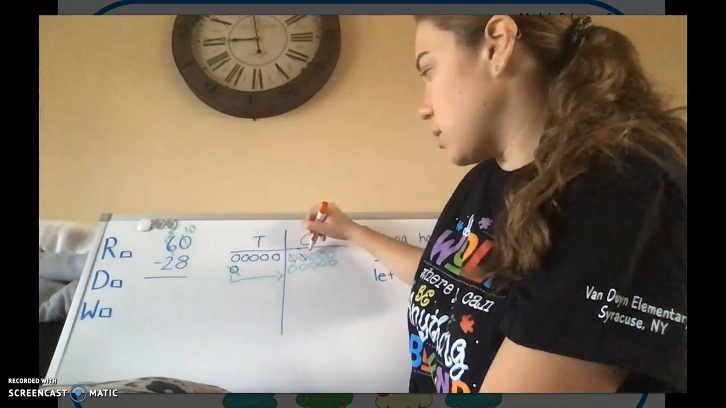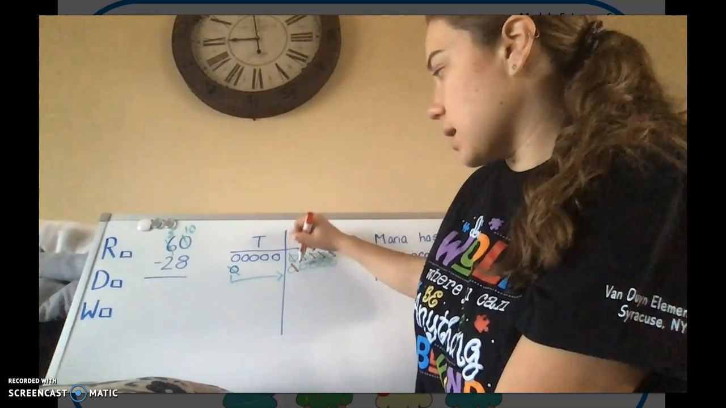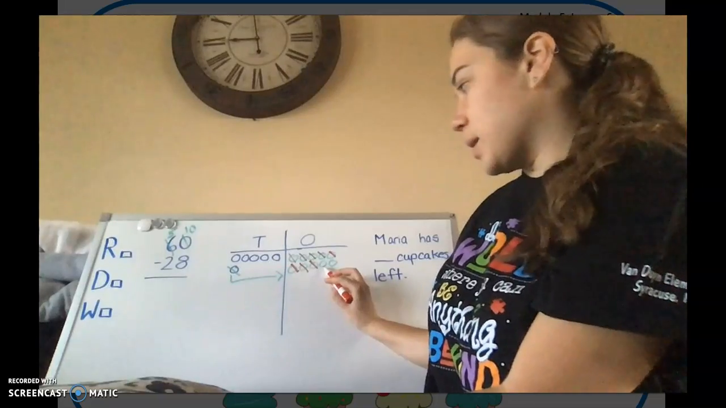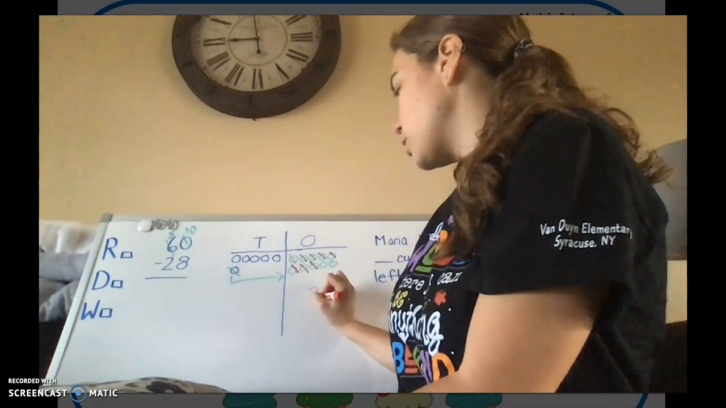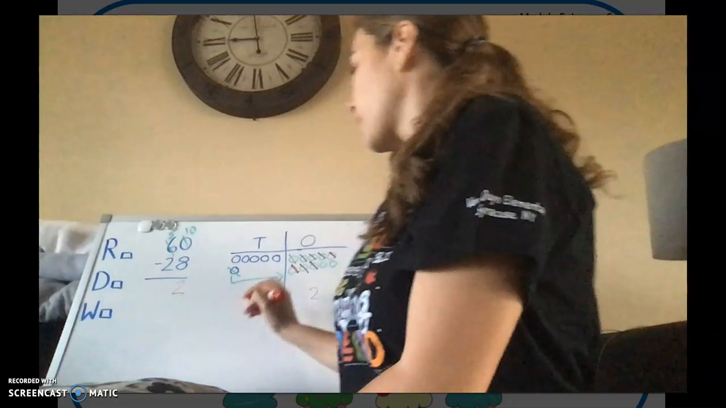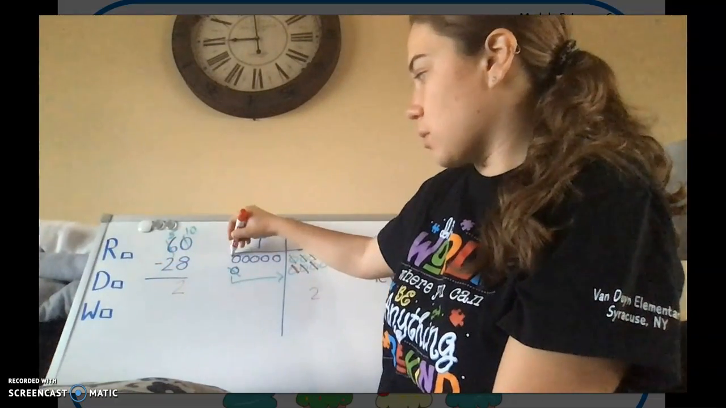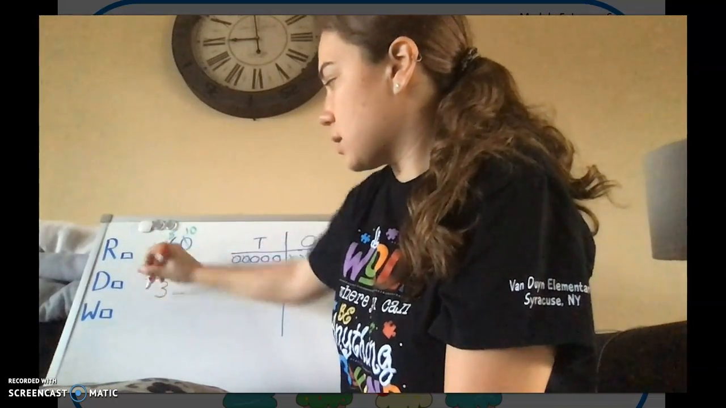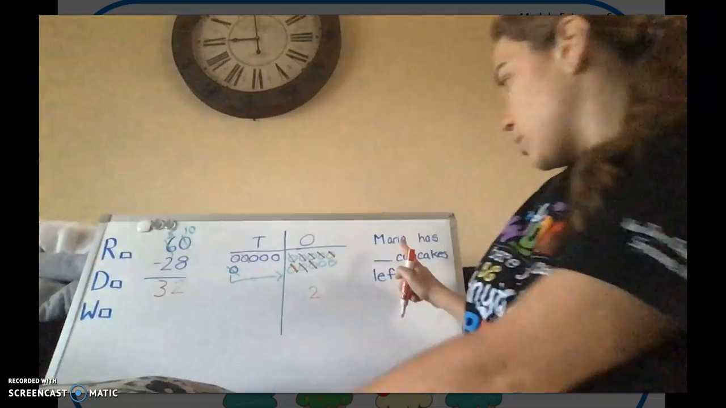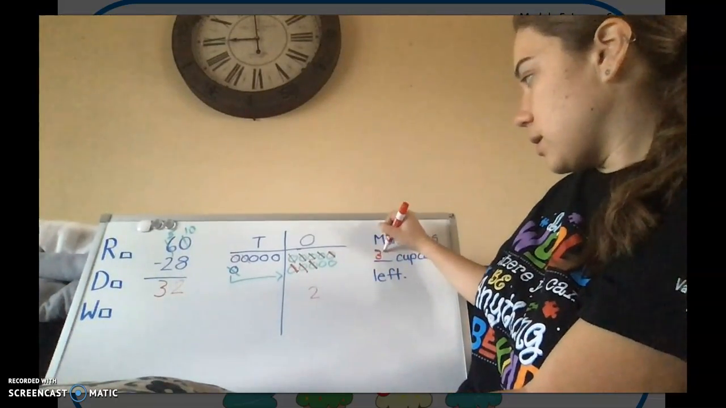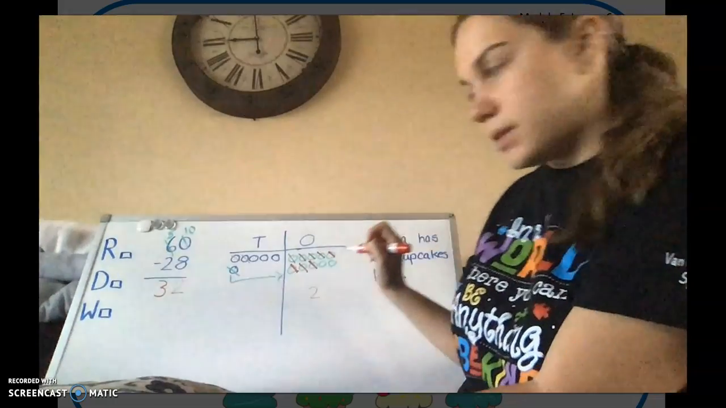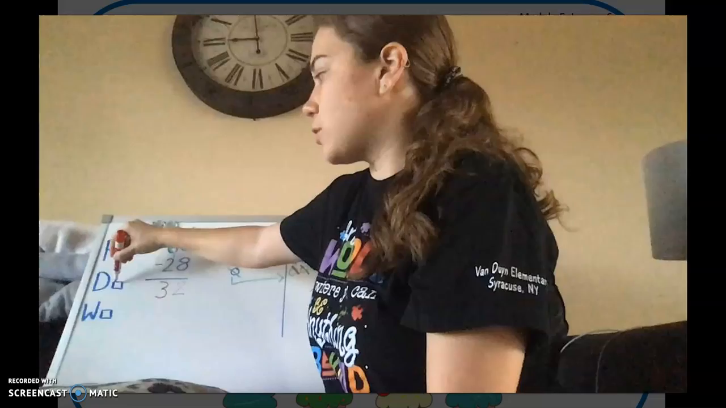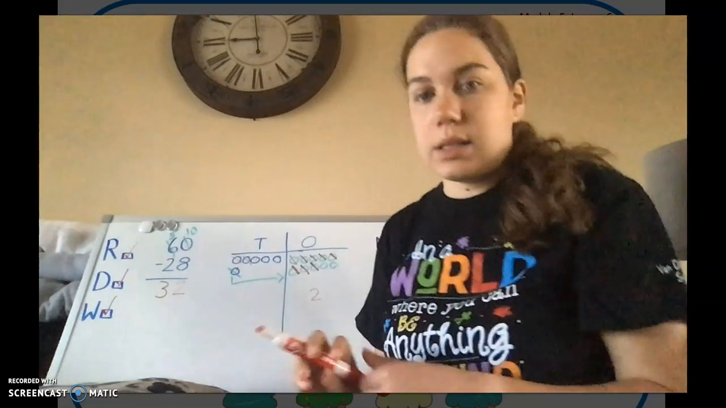So now let's cross off 8. 1, 2, 3, 4, 5, 6, 7, 8. How many are left? Good, there are 2. Now we have to do 5 minus 2. So 1, 2. How many are left? 1, 2, 3. 32. So Maria has 32 cupcakes left. So we've read our problem, we've drawn our picture, and we wrote our word sentence. So we are done with our application problem.